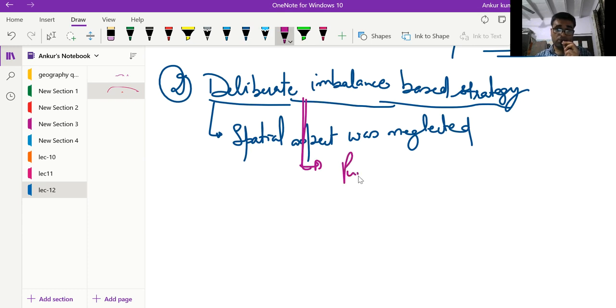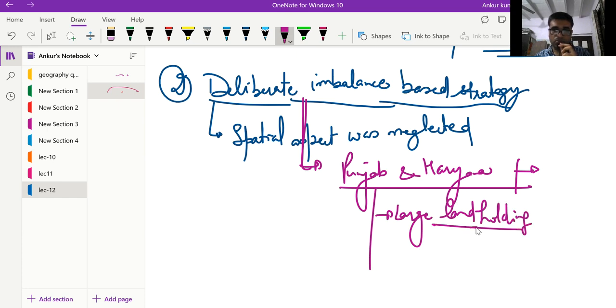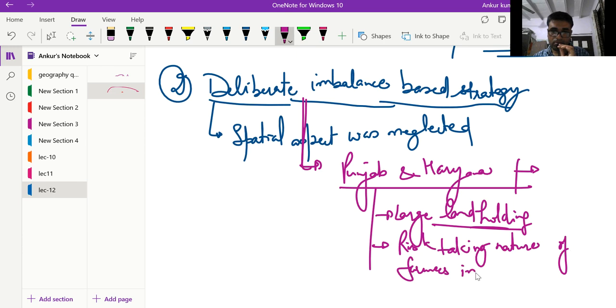Because the Punjab and Haryana region was selected for the green revolution implementation. Why were these regions selected? Because of a few reasons. Number one was the large land holding here. Land holding size was large, so mechanization and new technology adoption was easy in the Punjab Haryana region. The second was the risk taking nature of the farmers in this belt, the farmers in Punjab.